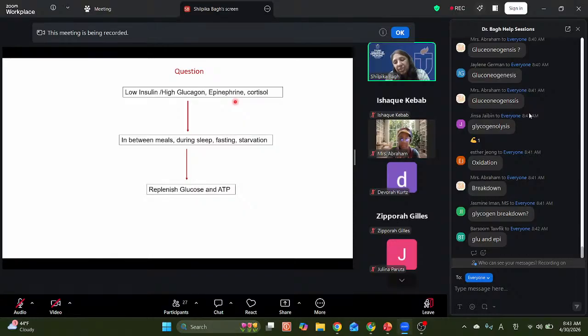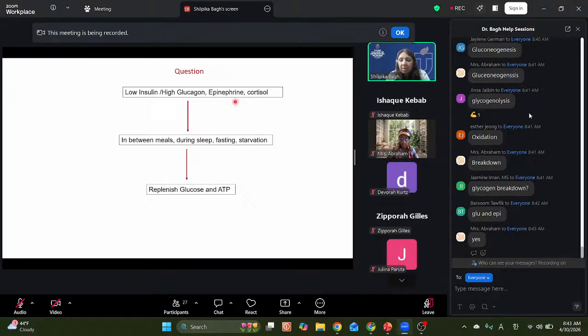So when I'm saying HSL, is it adipose tissue lipolysis? Is HSL activating adipose tissue lipolysis? Yes or no? TAG lipolysis. HSL, is it TAG lipolysis? No glucagon there, please. Epinephrine, cortisol, HSL.